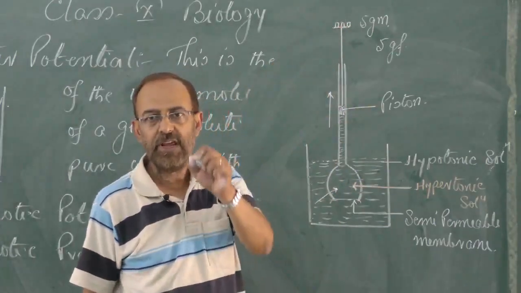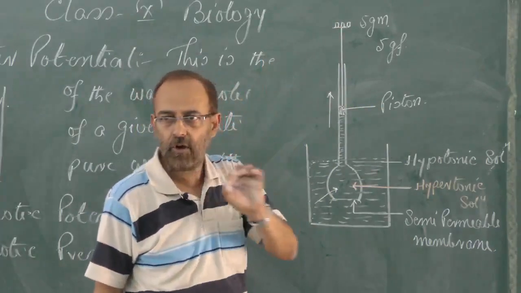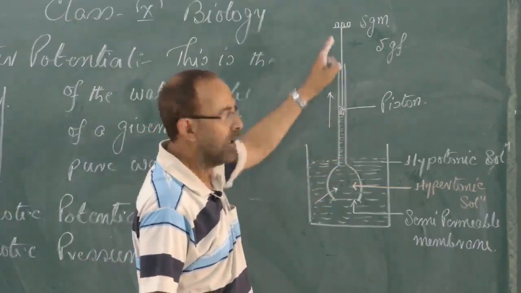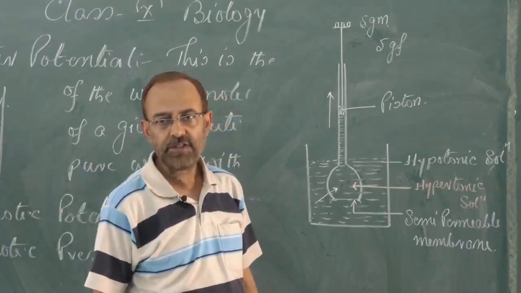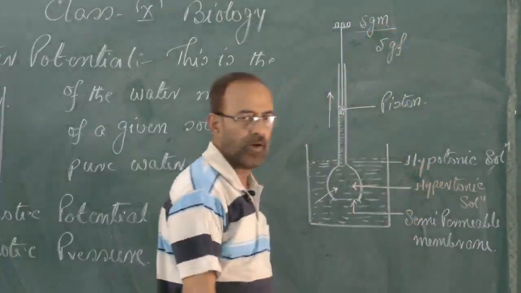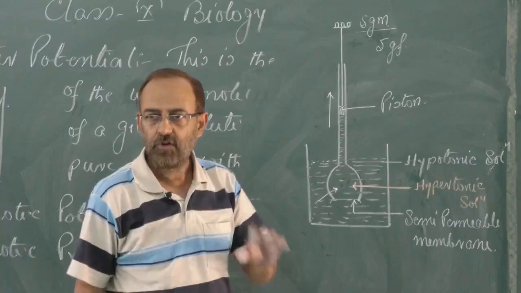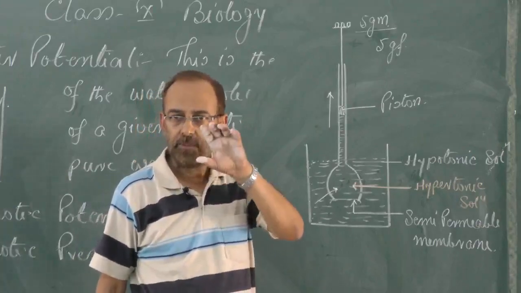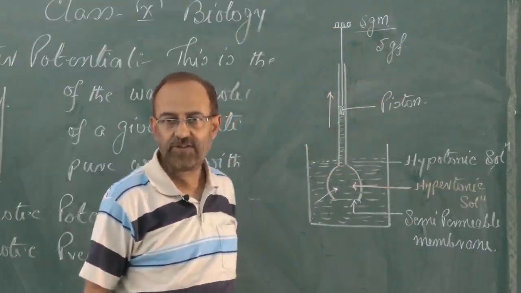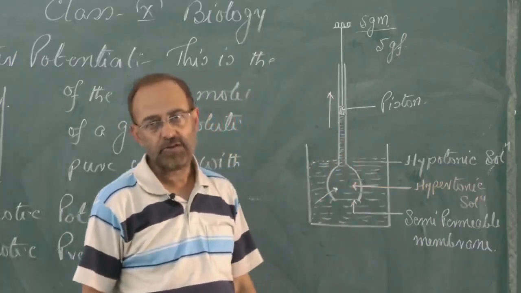Clear? And we put such a quantity of weight here so that it can just prevent the upward movement of the piston. Clear? So, suppose the weight placed here on the platform of this piston is 5 gram. So, the thrust or the pressure exerted by this piston is 5 GF. Clear? So, this is how we can measure the osmotic pressure.